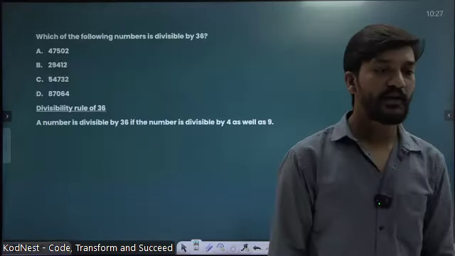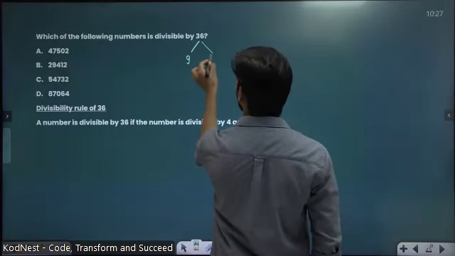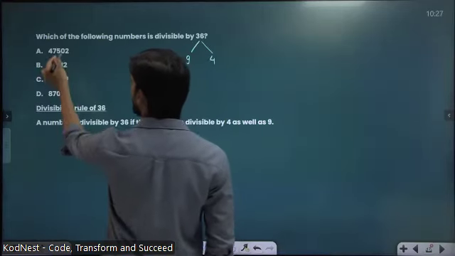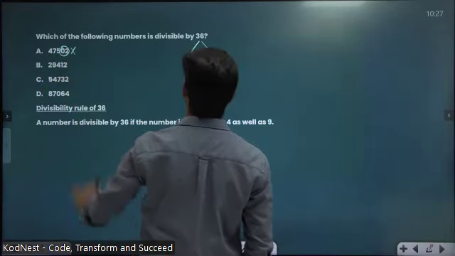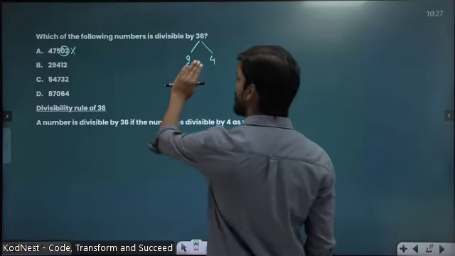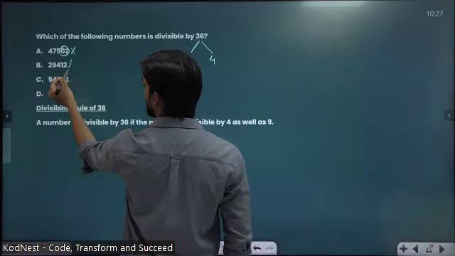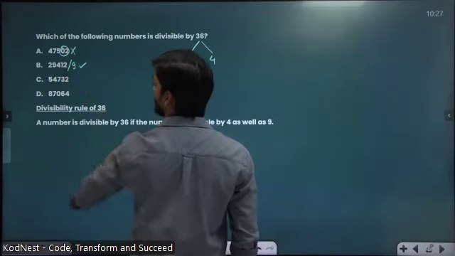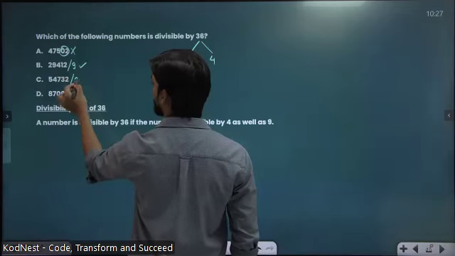All right. B option. So 9 and 4 I need to check. For 4 I will take the last two places, not divisible. Okay, 4 is done, A option removed. I need to check with 9. So 9, 4 plus 2, 6, 7, 8, 9. Yes, divisible by 9. 5 plus 4, 9, 7 plus 2, 9, 3. Not divisible by 9.